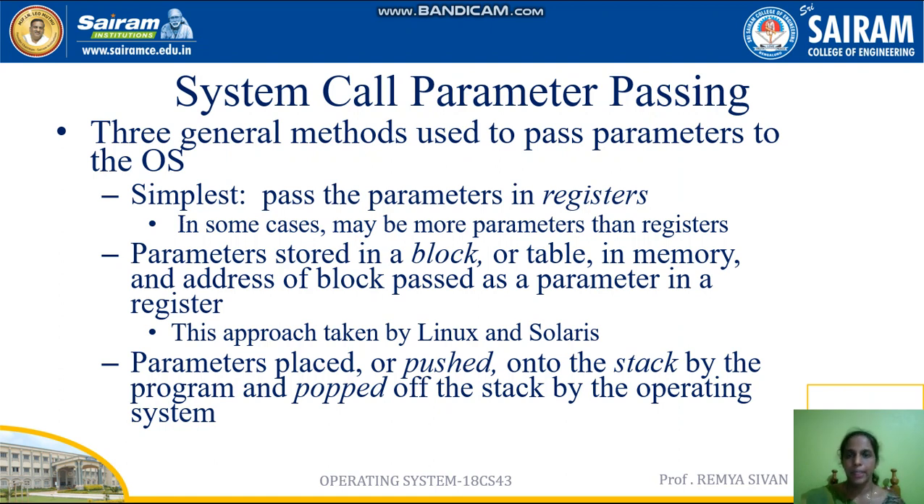Then system call parameter passing. There are three different methods. One is the simplest method, pass the parameters in registers. Second one is the parameters stored in a block or table in memory, and the address of the block passed as a parameter in a register. This approach is taken by Linux and Solaris. And the third one is the parameters placed or pushed onto the stack by the program and popped off the stack by the operating system. These are the three methods to pass the parameters.